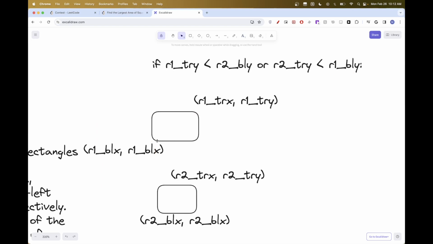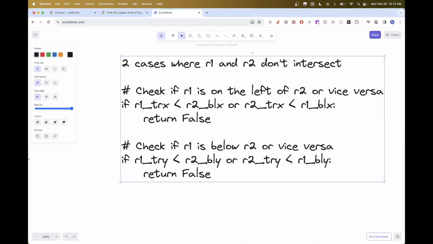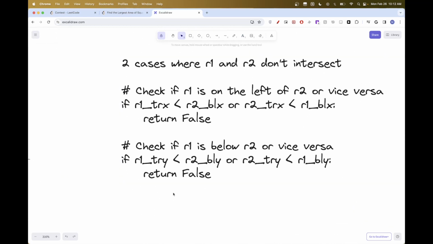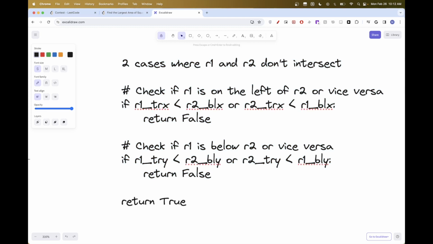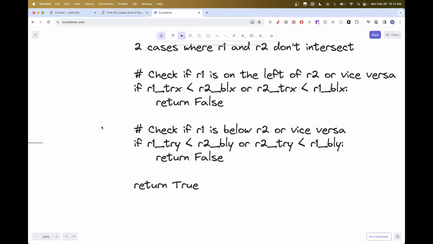And so that's the condition where it's below. And we only need to check these cases to find the intersection. If both are not true, then that means there is an intersection and we can return true, okay? So that's the rules for the intersection.